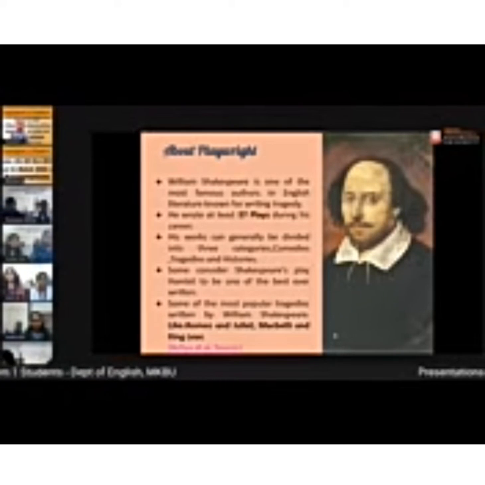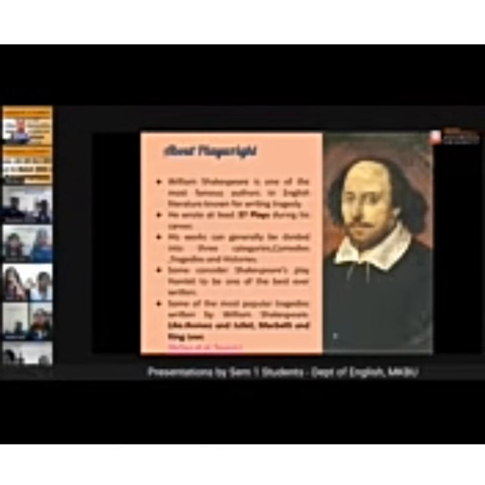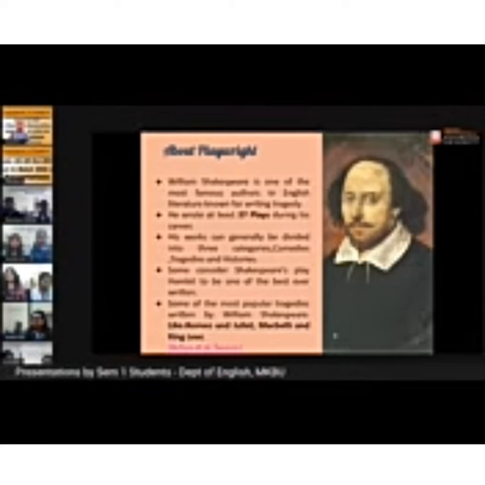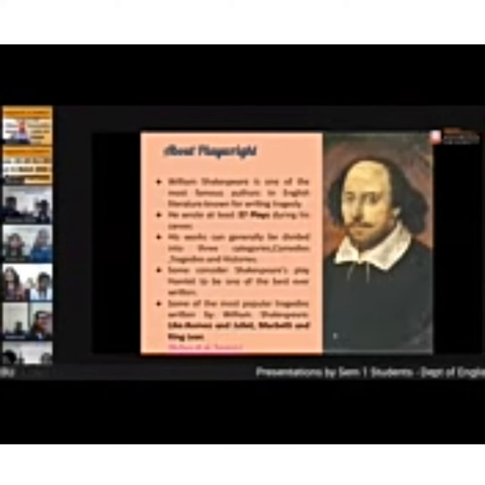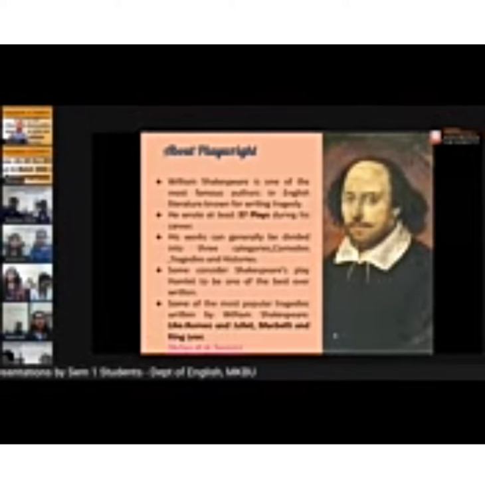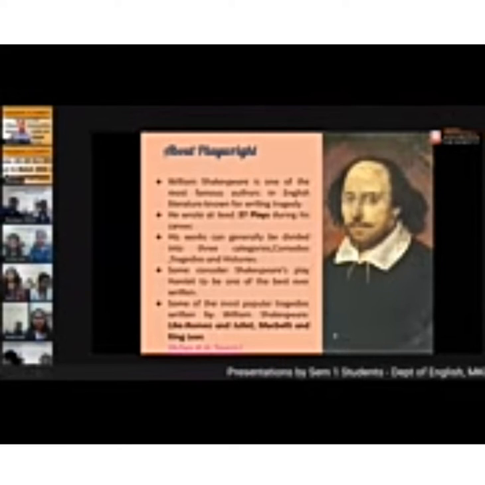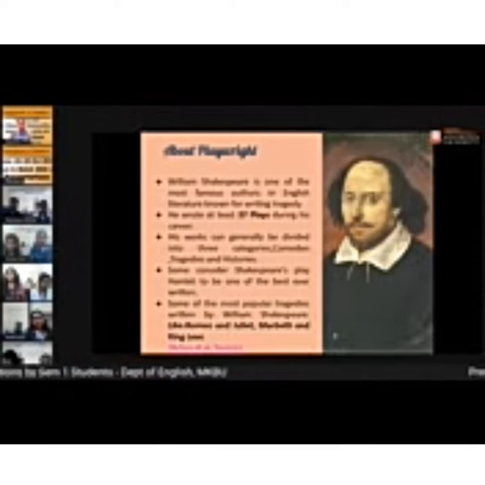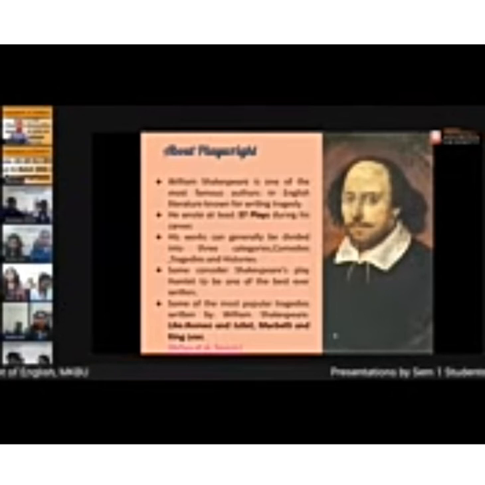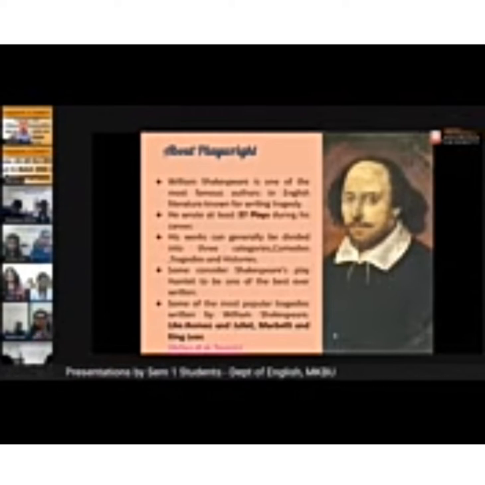Fourteen of the plays are comedies, 12 are tragedies, and 11 are historical plays. Some consider Shakespeare's play Hamlet to be one of the best ever written. Hamlet is a very well known tragedy, and it is the longest tragedy of Shakespeare. Some of the most popular tragedies are Romeo and Juliet, Macbeth, and King Lear. Othello is also a famous tragedy written by William Shakespeare.